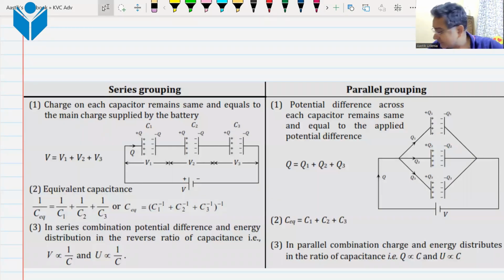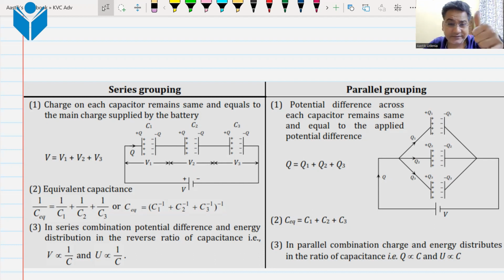Then the same thing that we have done is now put in the form of a table. On the left hand side, we have series grouping. On the right hand side, we have parallel grouping. In the series grouping, total voltage is V1 plus V2 and so on. In the parallel grouping, total charge is Q1 plus Q2 and so on. C equivalent is given on both sides. Voltage in series combination is in the inverse ratio of capacitance. Charge in the parallel combination is in the direct ratio of capacitance.